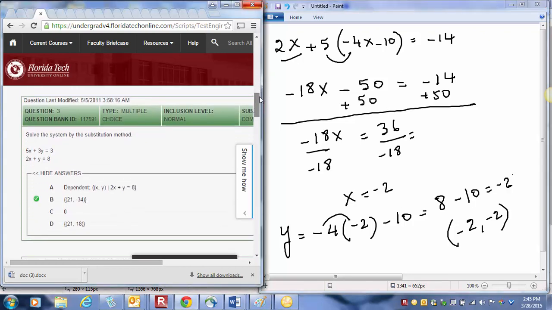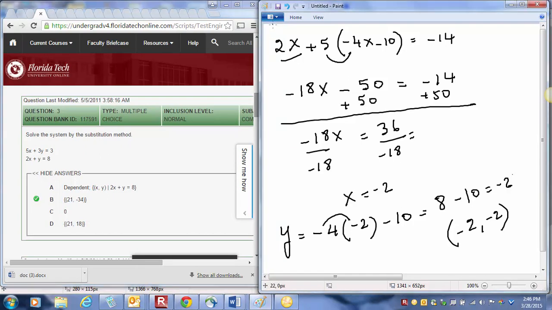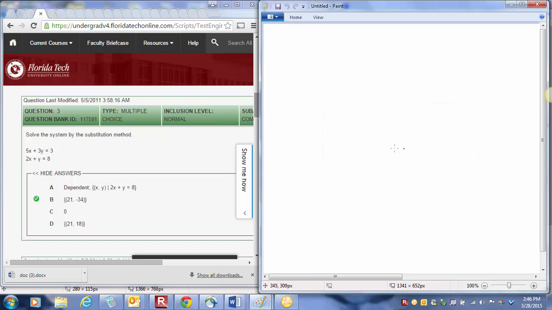Let's try number 3. On number 3, we have to use also the substitution method, and we are given two equations. None of them is in terms of y or in terms of x, so we have to figure out which one we're going to use. I'm looking at the second equation. If I solve for y, moving the 2x to the right, I would get y equals negative 2x plus 8. So I'm solving for y here. Subtract 2x from both sides, you get y equals negative 2x plus 8.